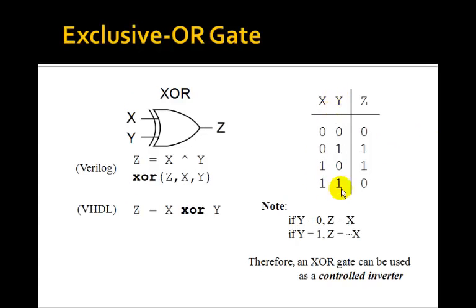Let's take a look at the truth table over here. Notice that if Y is equal to 0, then the output Z is the same as X: 0, 1, 0, 1. On the other hand, if Y is 1, here and here, then the output Z is the opposite of X, that is not X. Therefore, we can use the exclusive OR gate as a controlled inverter. That is, if you want to just let X get through, then you just make Y 0. And then if you want Z to be not X, just let Y be equal to 1.